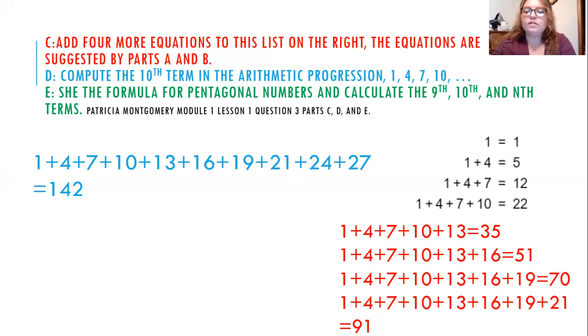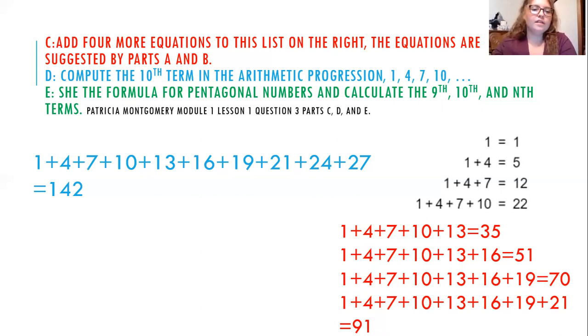So 3 plus 7 was then 10. In order to do the next equation, it would be 10 plus 3, which is 13. And then 13 plus 3, which is 16. 16 plus 3, which is 19. And then 19 plus 3, which was 21. And that gave me all 4 of those equations.